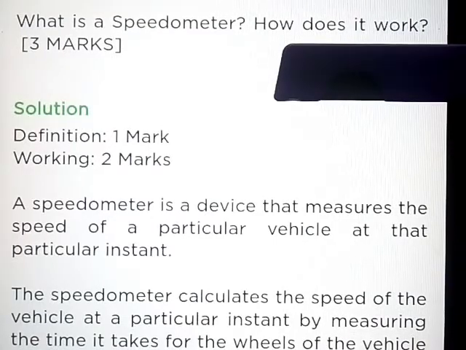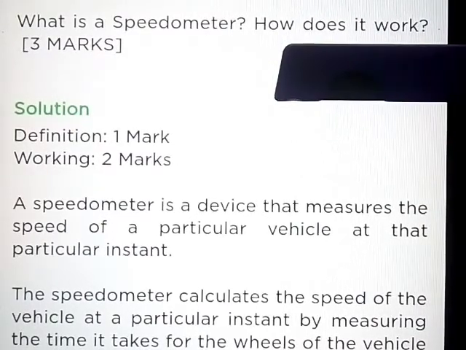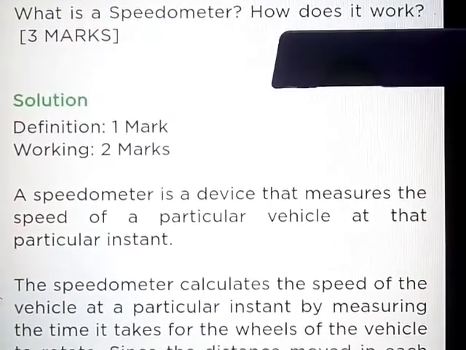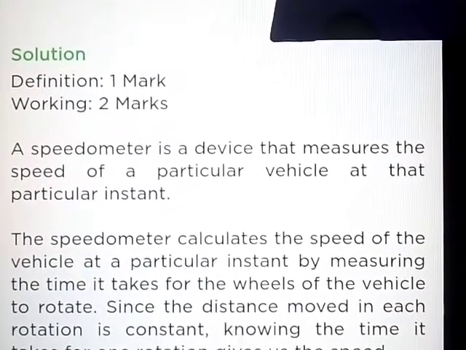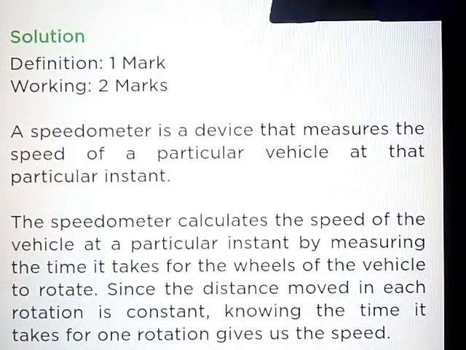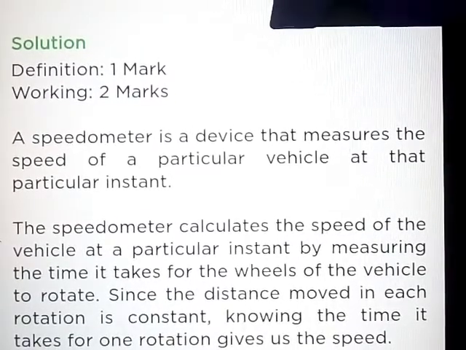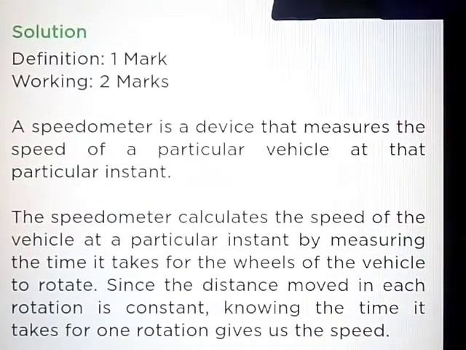Question number 11. What is a speedometer? How does it work? Answer. A speedometer is a device that measures the speed of a particular vehicle at that particular instant. The speedometer calculates the speed of the vehicle at a particular instant by measuring the time it takes for the wheels of the vehicle to rotate. Since the distance moved in each rotation is constant, knowing the time taken for one rotation gives us the speed.